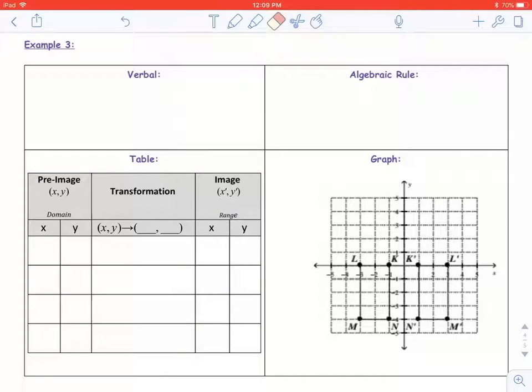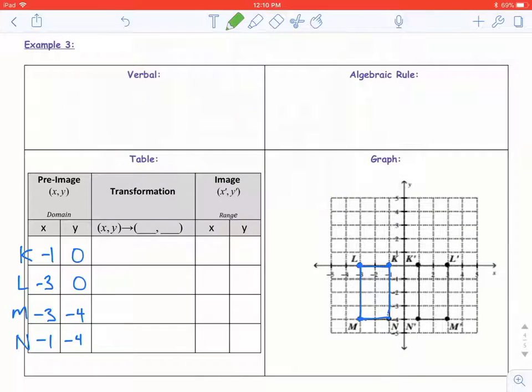Let's take a look at reflections example 3. In this example, we're given the information on our graph to start with. Let's start with picking out the coordinates for these points. K is located at (-1, 0). L is located at (-3, 0). M is located at (-3, -4). And N is located at (-1, -4).